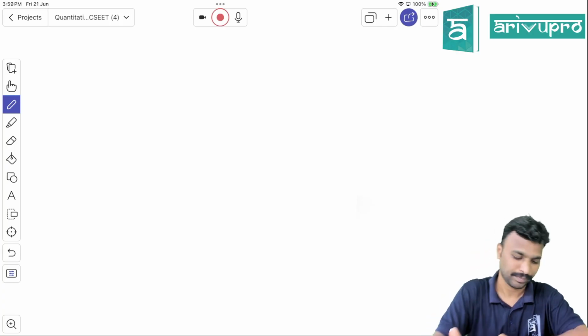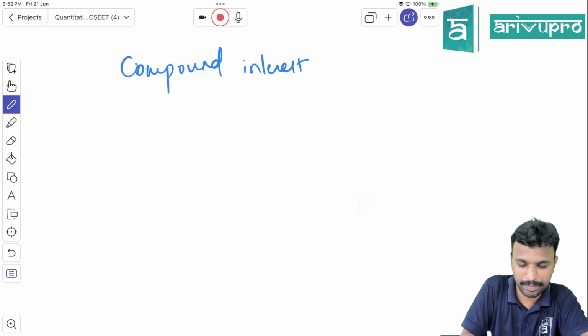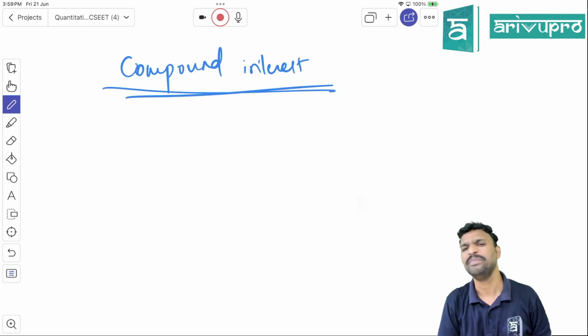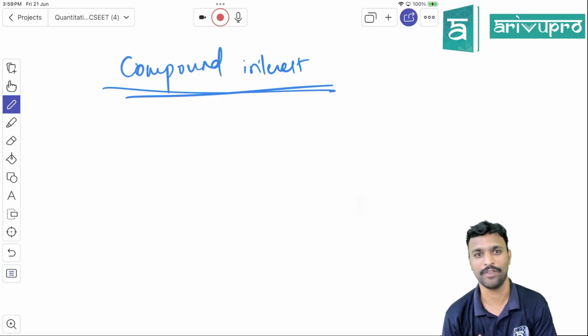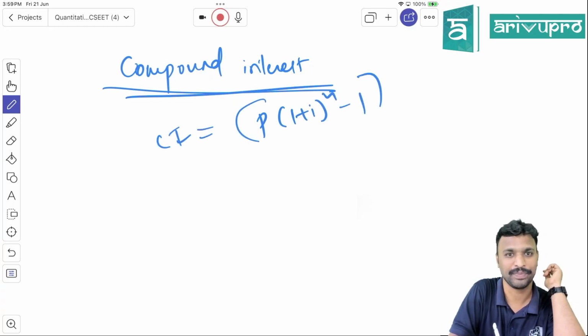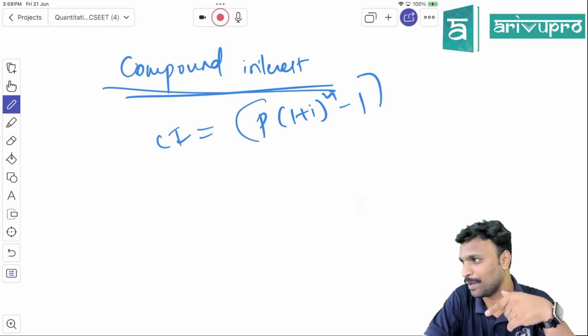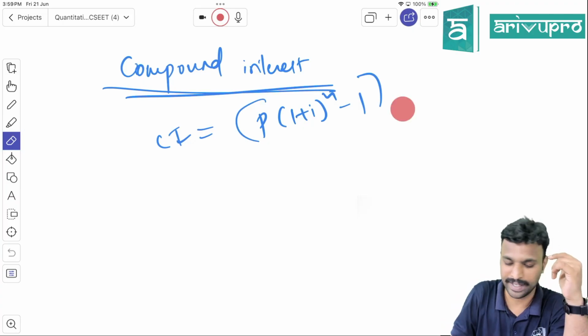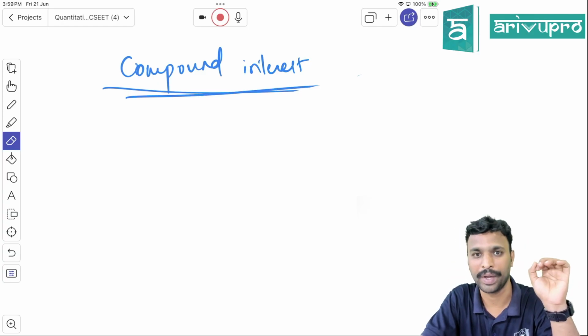Compound interest. Now compound interest has got a formula, okay? But you can't use the formula, because the formula is like this: P into (1 plus I) whole power n minus 1 is equal to CI. This is the formula for compound interest. I'll not give you the formula of compound interest. Rather, theoretically, I'll explain how to find it out. Use that method. Okay? Look.